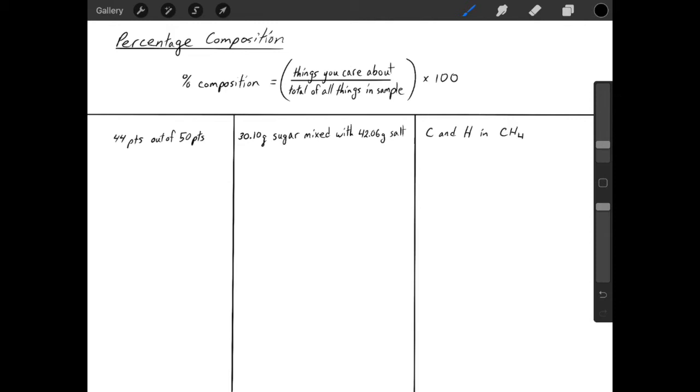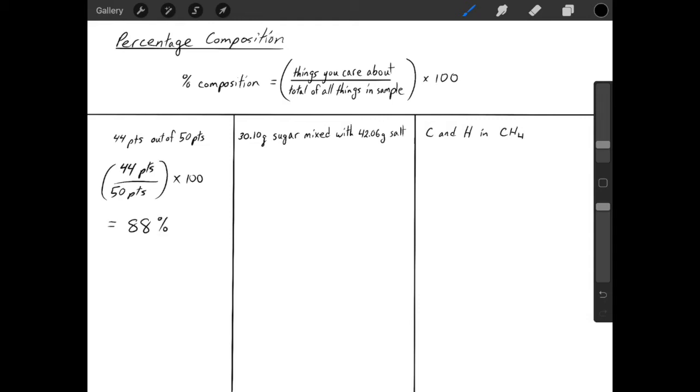You're going to calculate the percentage the same way that you learned how to in high school. You're going to take the things that you care about, that is the number of points you scored, and you're going to divide it by the total number of all the things in that sample. So the 50 possible points that you could have scored on the test. And then you're going to multiply that by 100. So the percentage that you scored was 88, 44 points out of a possible 50 times 100. And the units that you include with this are percentages.